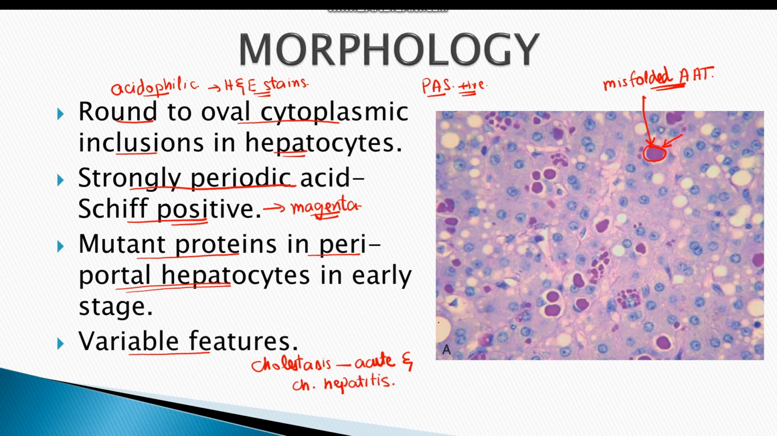Another particular feature about alpha-1 antitrypsin deficiency is that they contain steatotic hepatocytes. As you can see here, this is a steatotic hepatocyte, and these hepatocytes are filled with excessive lipid and fats. Therefore, they appear swollen, and steatotic hepatocytes are also present in alcoholic liver disease and non-alcoholic fatty liver disease. In the late stages of the disease, liver cirrhosis is also present.